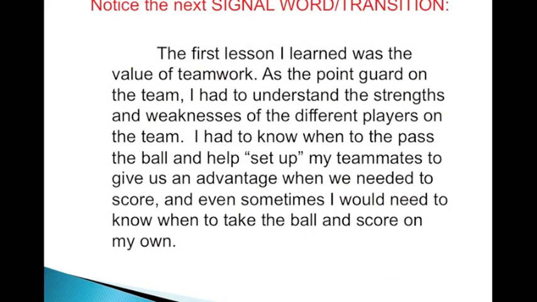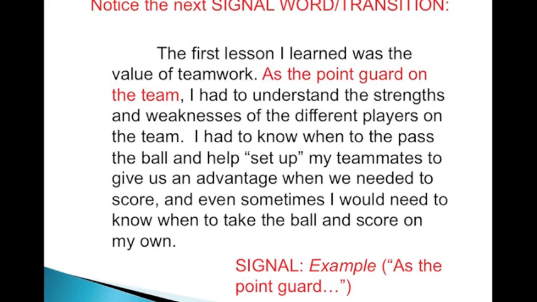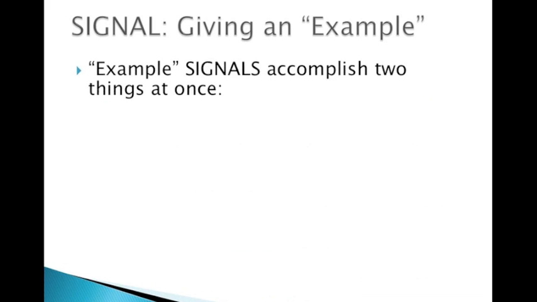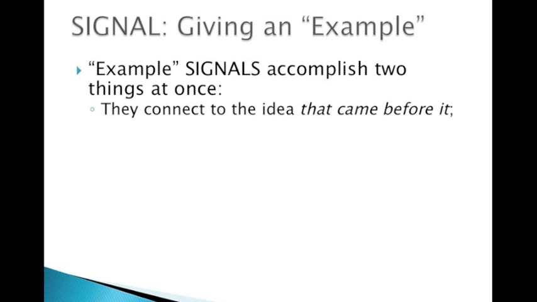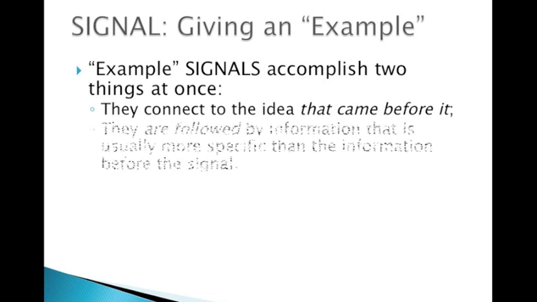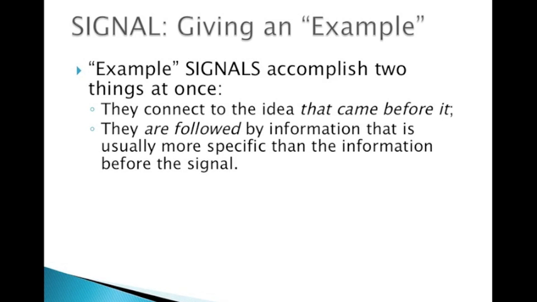Now notice the other signal words that follow. So look at even in the second sentence. As the point guard on the team. Well, this particular signal is an example. And in other words, it helps connect to the idea of, well, what do we mean by teamwork? Well, the thing about example signals is they actually accomplish two things at the same time. They connect to the idea that came before it, and then they're followed by information that is usually more specific than the information before the signal.